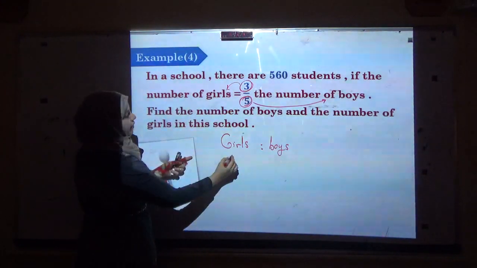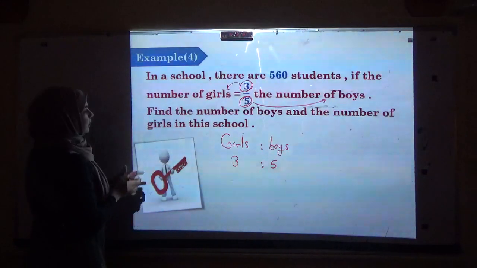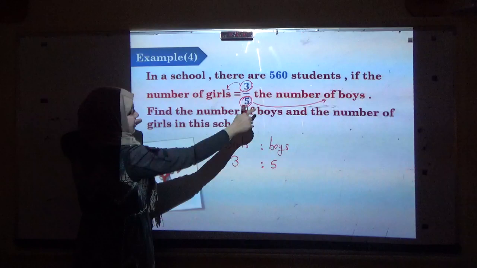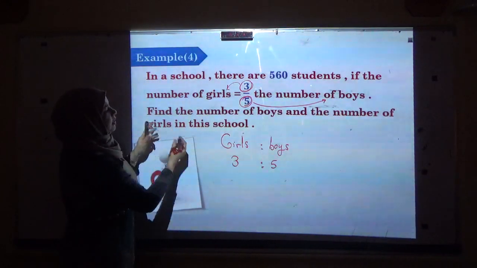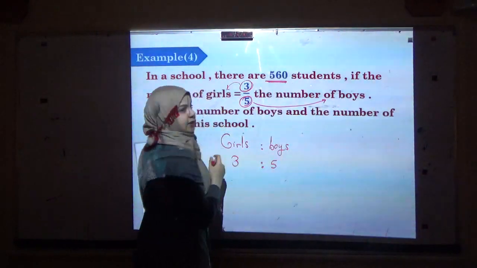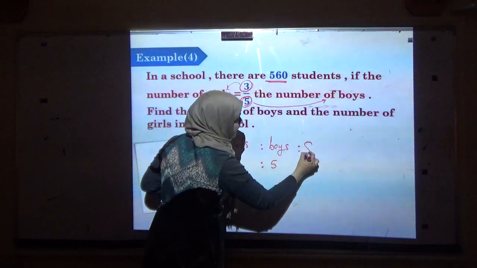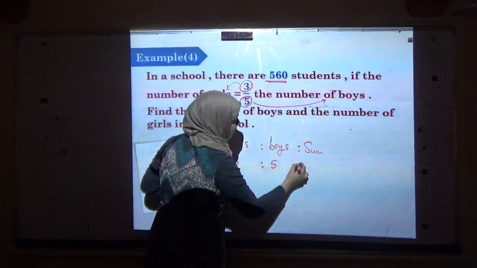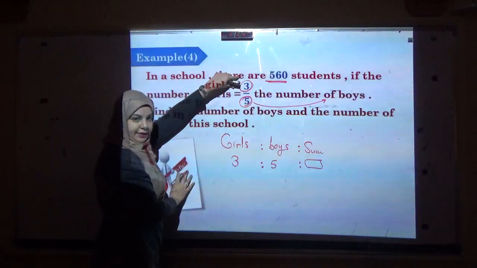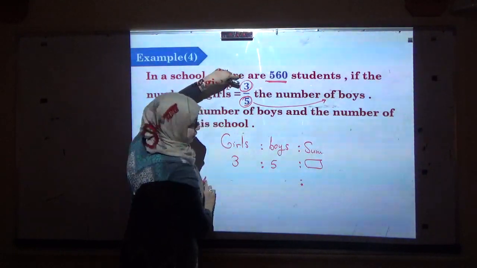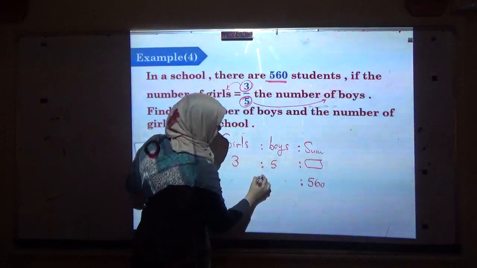The ratio between them, 3 to 5. Find the number of boys and the number of girls in this school. Okay, he gave us the total number of girls and boys, 560. So we need to add sum. Okay, but we can't put 560 here because in this line we put the ratio, and in the third line we put the real number 560.